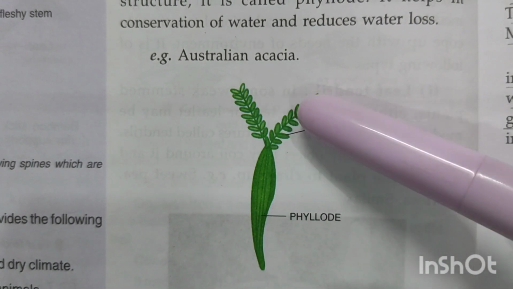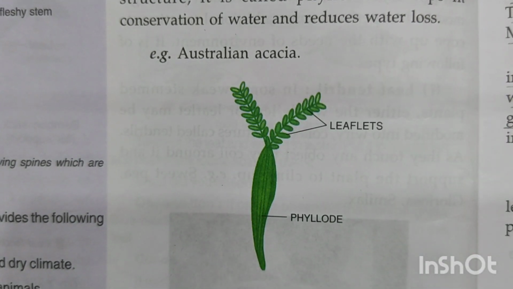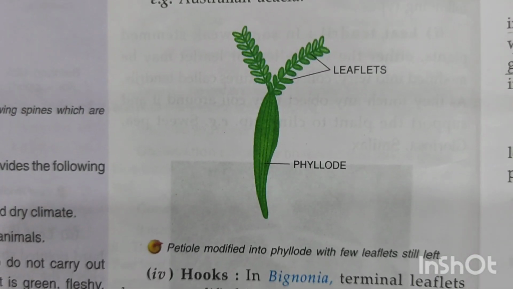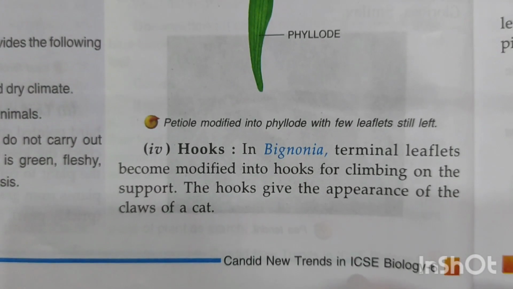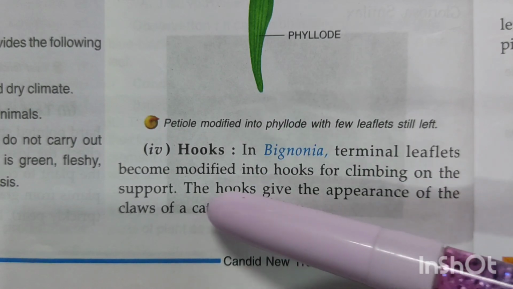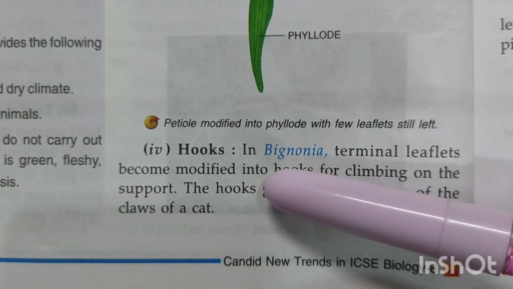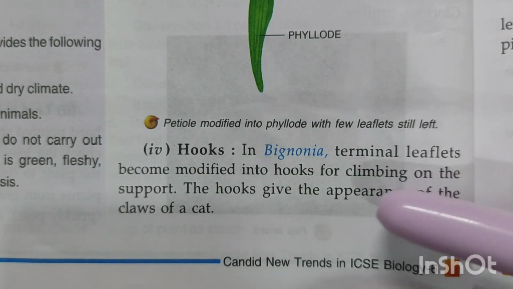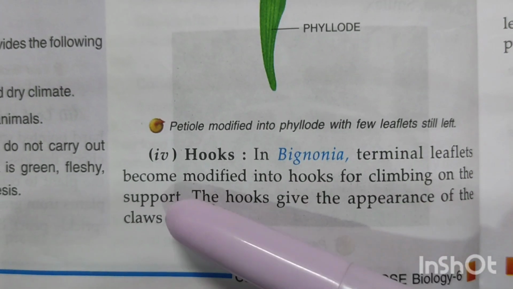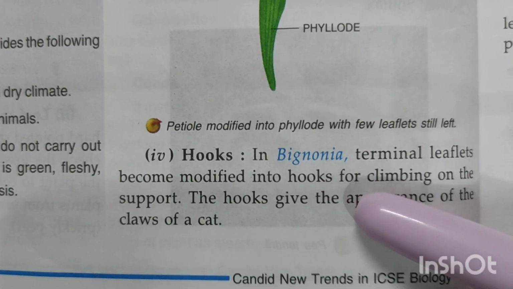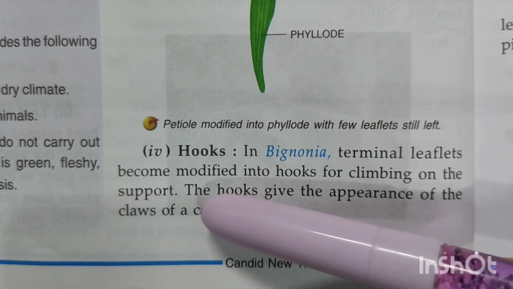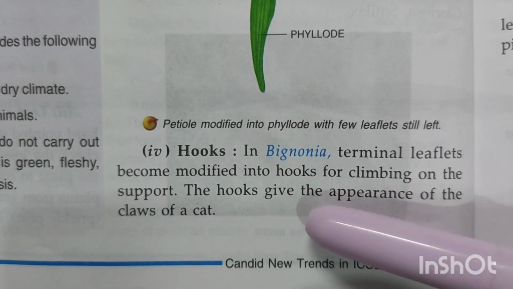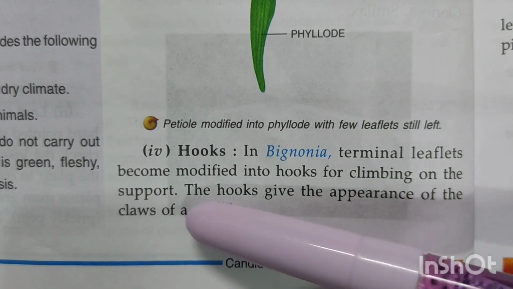And see, the leaflets are over here, so they are reduced. So this is again another modification of a leaf. We come to the fourth modification, hooks. In Bignonia, the terminal leaves, that is the leaflets of it, become changed into hooks. Now these hooks also help them in climbing any support. The hooks give the appearance of the claws of a cat.